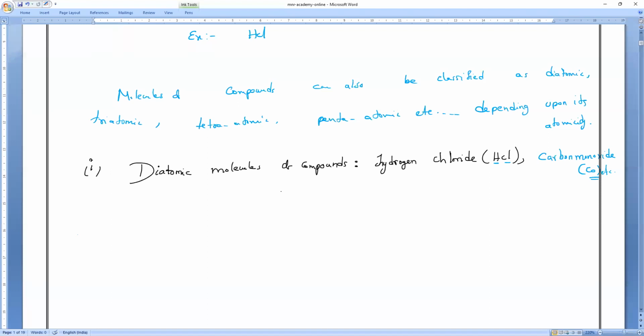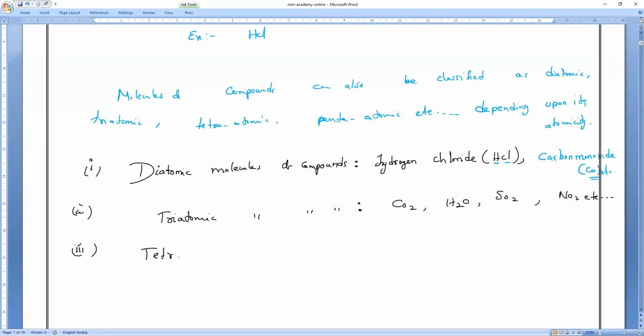Next, triatomic molecules of compounds. Tell me, everybody. Make it quick. H2O, sir. H2O, very good. Carbon dioxide. Next, sulfur dioxide. You can write many more. Nitrogen dioxide, if you want you can write it. No problem. Clear, everyone? Count the number of atoms. Next, tetraatomic.